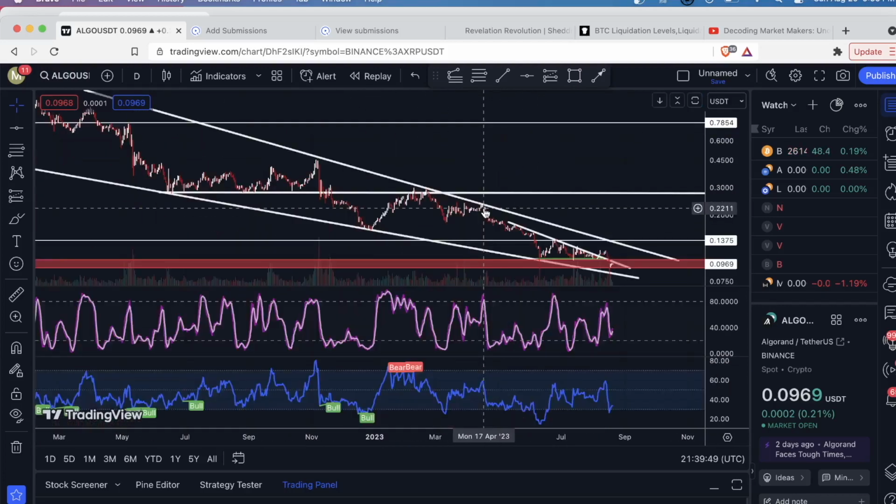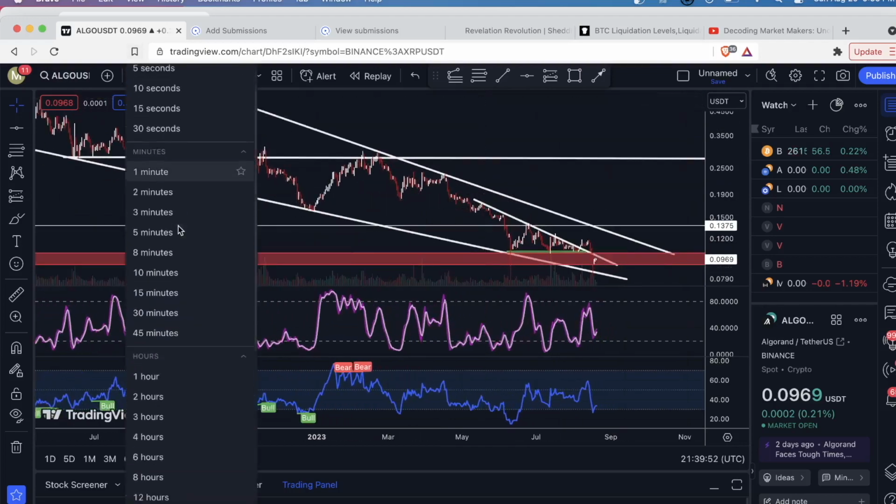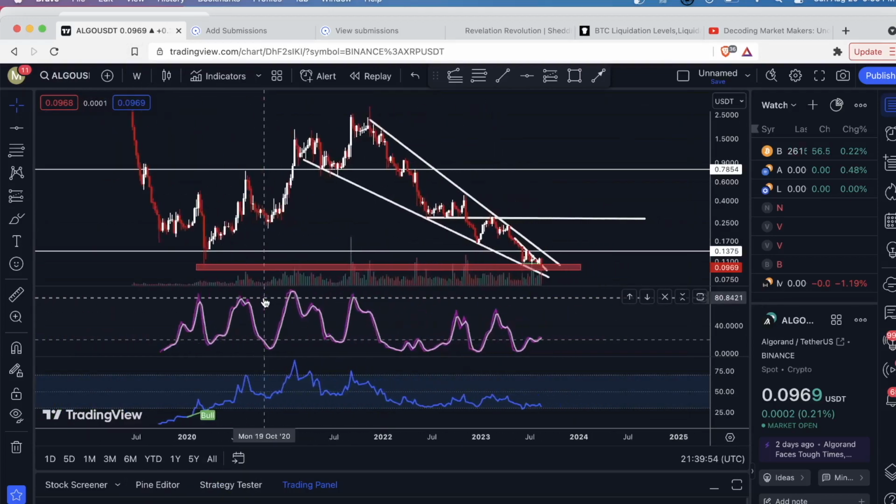Let me see if we're seeing any divergences occurring. Let's look at the weekly time frame.